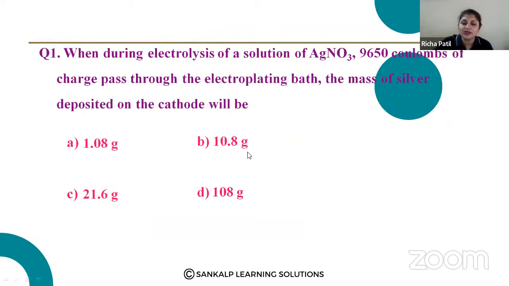So we'll solve some questions. When you are doing electrolysis of a solution of AgNO3, that is silver nitrate, 9,650 coulombs of charge pass through the electroplating bath. The mass of silver which is deposited on the cathode will be? So this depends upon your first law. Here you have to relate. So try to solve this and answer.